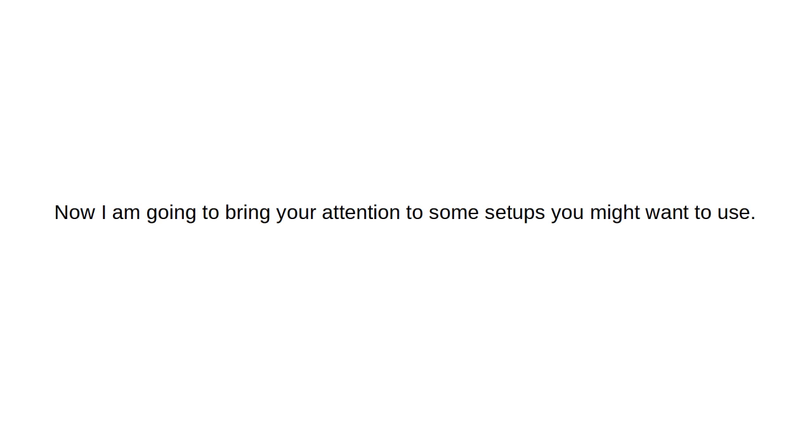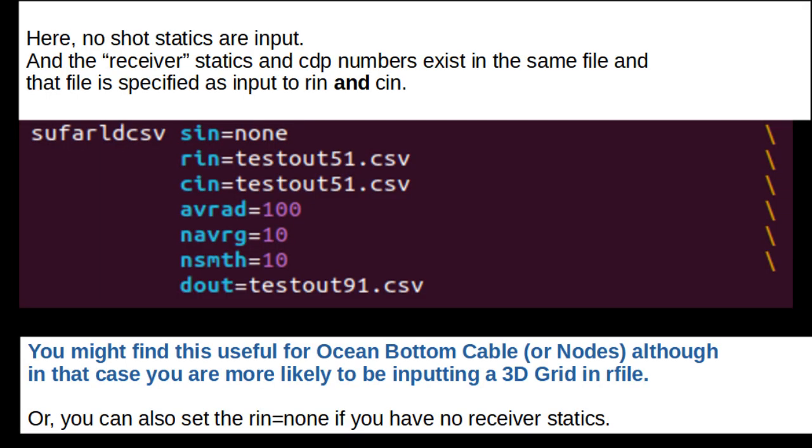Now I'm going to bring your attention to some setups you might want to use. Here, no shot statics are input, and the receiver statics and CDP numbers exist in the same file, and that file is specified as input to RIN and SYN. You might find this useful for ocean bottom cable or nodes, although in that case, you are more likely to be inputting a 3D grid in R file. Or you can also set RIN equals none if you have no receiver statics.